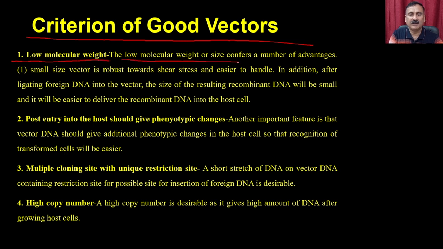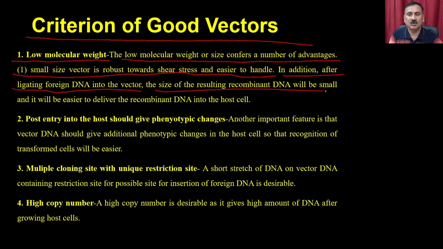The low molecular weight, or the size, confers a number of advantages. For example, a small vector is robust toward shear stress and is easier to handle. In addition, after ligation of the foreign DNA into the vector, the size of the resulting recombinant DNA will be small, and it will be easier to deliver the recombinant DNA into the host cells.